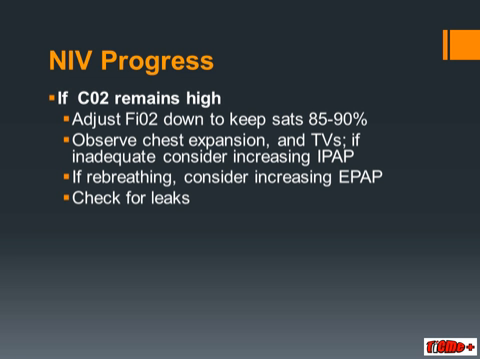So, how to progress? If the CO2 remains high, you might want to start by adjusting your FiO2 down to keep the SATs at 85 to 90%. Observe the patient for chest expansion, have a look at the tidal volumes, and if these appear to be inadequate, then you need to increase the inspiratory pressure support. If the CO2 baseline is rising, then you may be getting some rebreathing, and slowly incrementing EPAP may assist with this. Remember to check for significant leaks, and sometimes applying some Vaseline to facial hair may be all you need to do.